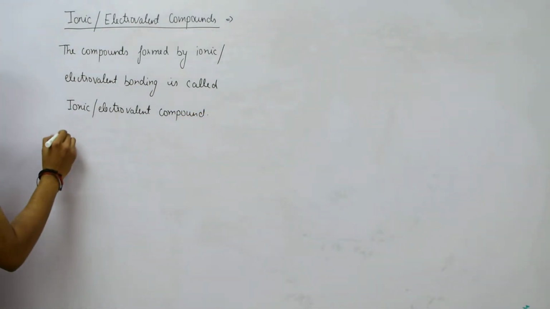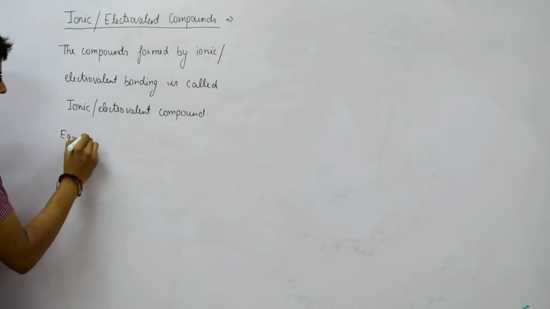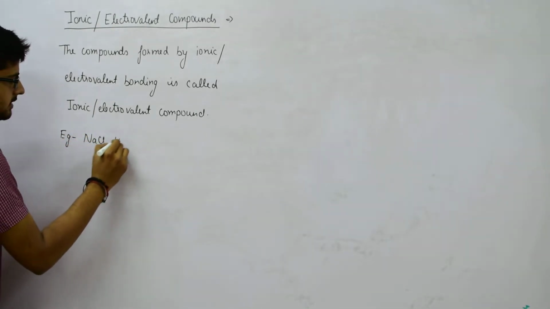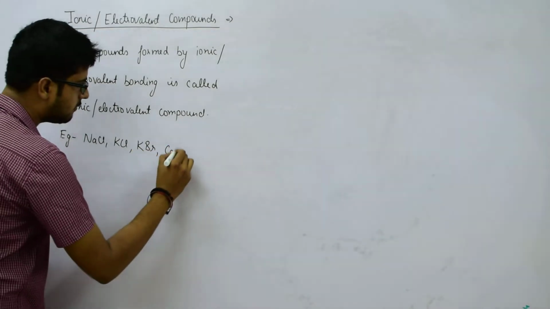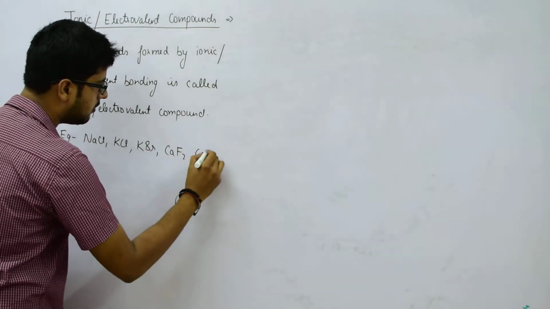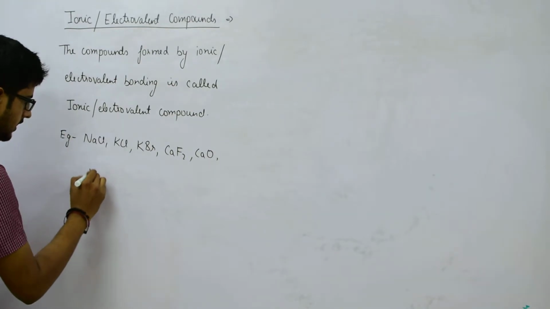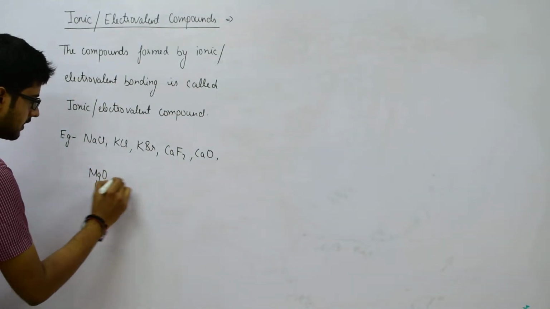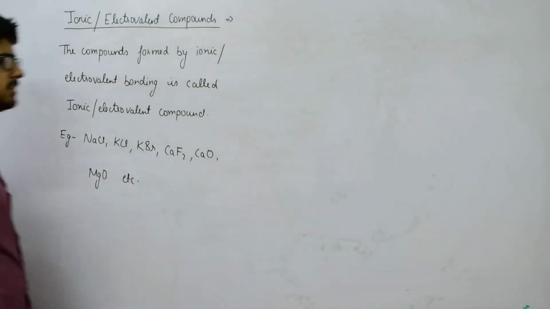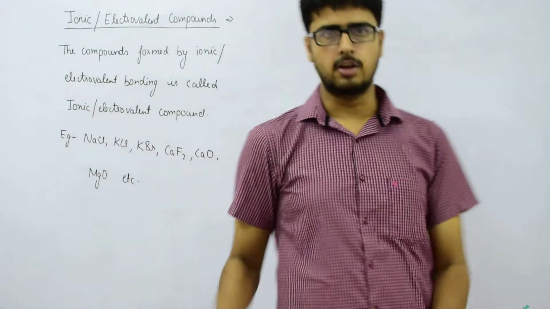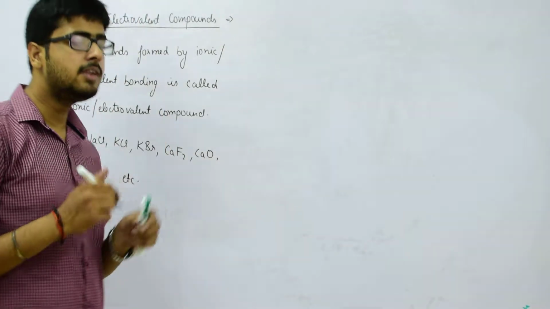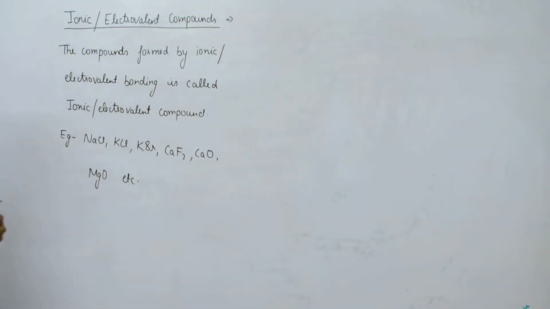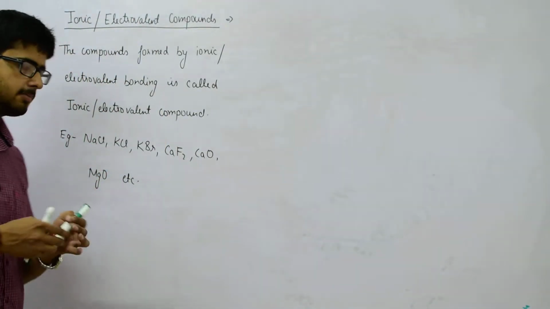For example, NaCl, KCl, KBr, CaF2, CaO (calcium oxide), MgO, etc. These are some of the examples of ionic or electrovalent compounds. So basically, how can we predict whether the given compound is ionic or not?